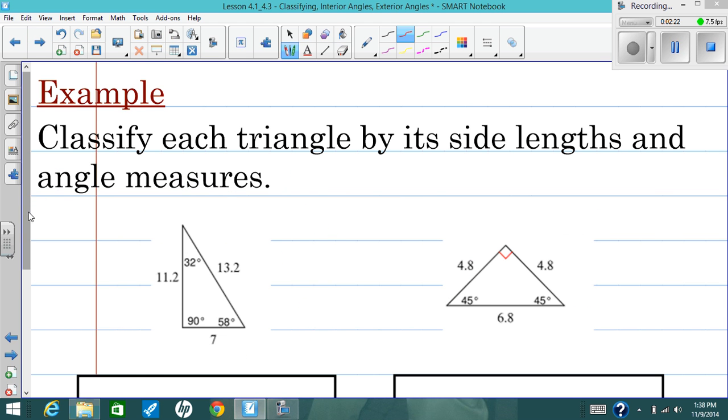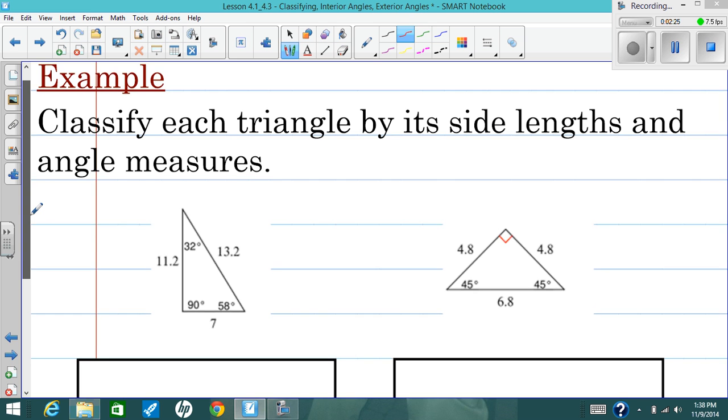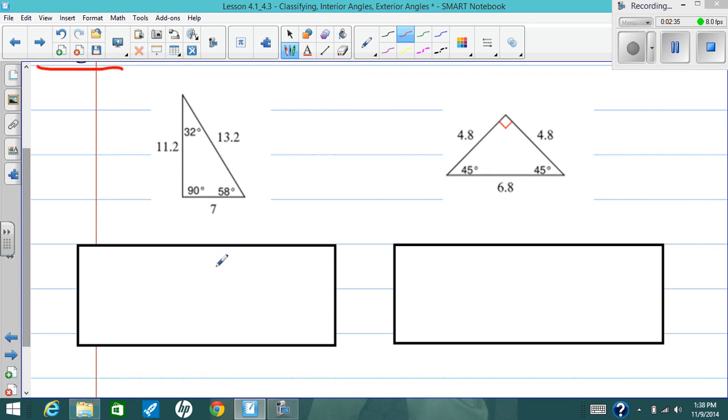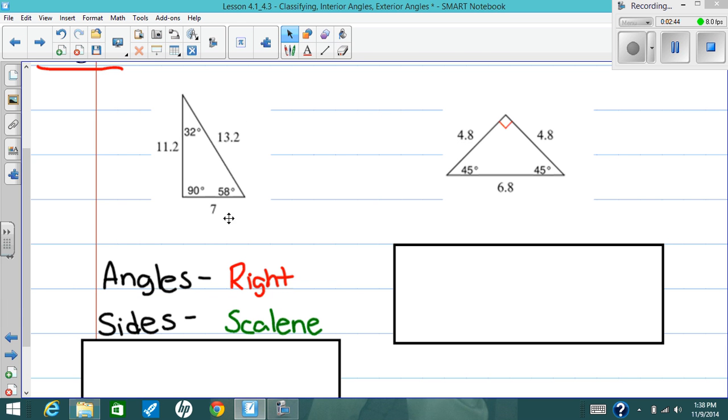So take a minute here, pause the video, and classify each of these triangles by both the sides and the angles. So for the first one, if you've done that, you can see that all 3 sides are different. So it should be a scalene triangle. And we have one 90-degree angle here. So it is a right triangle as well. So it's got 2 different names. It's a right triangle and it's also scalene.